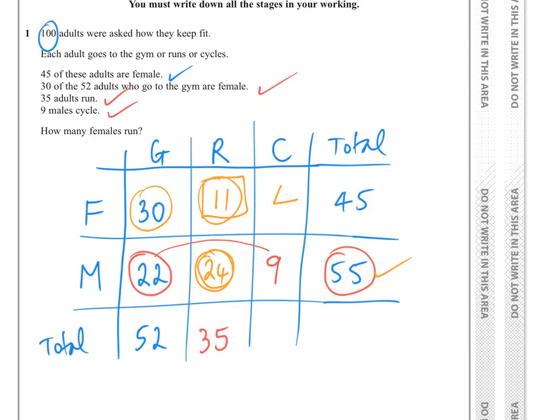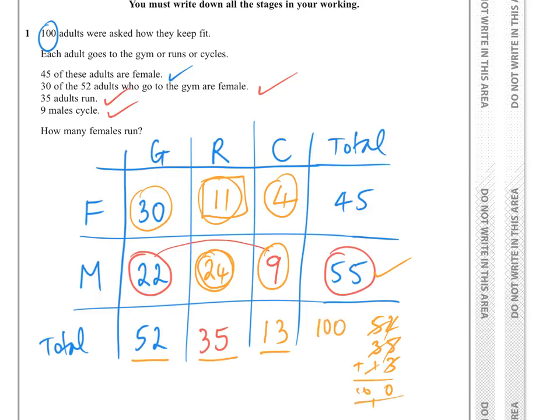And then we can just read across here on these ones, 30 plus 11 is 41 and 4, and then read downwards, 4 and 9 is 13, which we can write in here. Then we can add these up and hope, cross our fingers, that 52, 35 and 13, you can use your calculator, is 100. So that's how I would do it. So just tick each one off as you go, and it's quite difficult to go wrong.